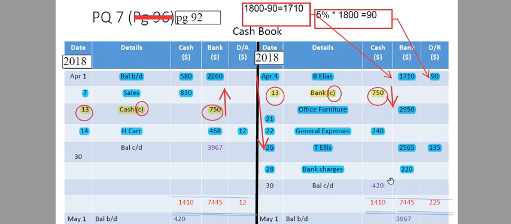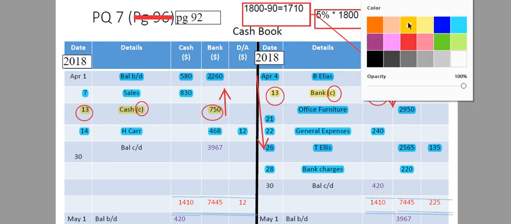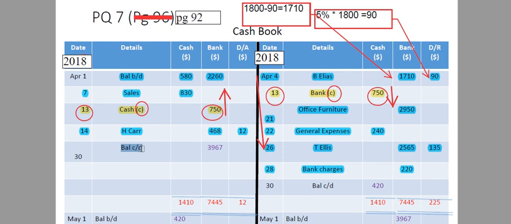Now the last step is balancing, and you already know how to balance, so I'll just quickly tell you how to balance it. The cash on the debit side, if you notice, the total is 1410, and from this 1410 we will minus the 750 and 240 to get 420, which is our balance c/d. That's your cash available for the next period, and this balance c/d will become balance b/d on the other side. So this is your opening balance for the month of May.